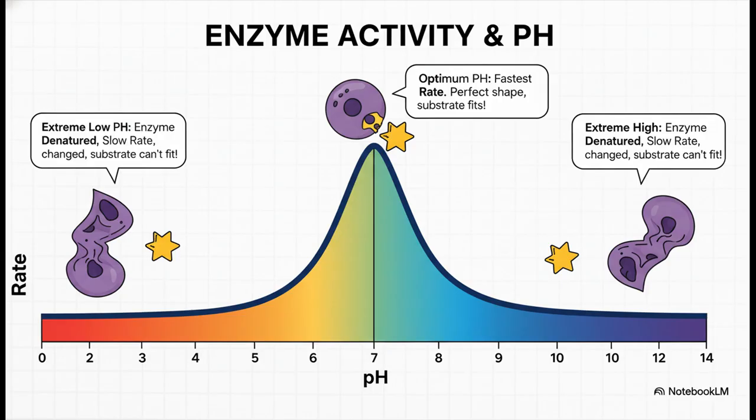Enzymes have a favorite place to work, an optimum pH, where they are fastest and most effective. For our enzyme amylase, that sweet spot is around neutral pH 7. If you go too far away from that, either too acidic or too alkaline, the active site starts to change shape. The enzyme denatures, and the reaction rate just plummets.